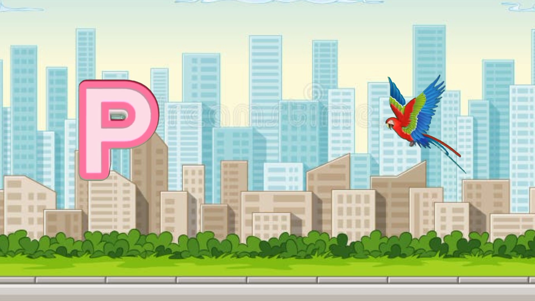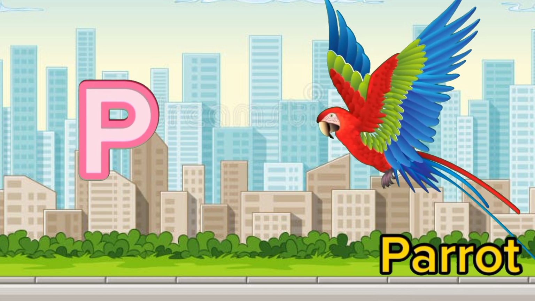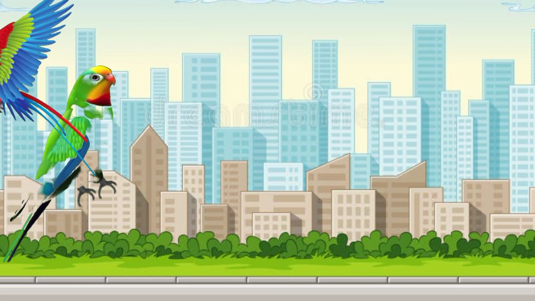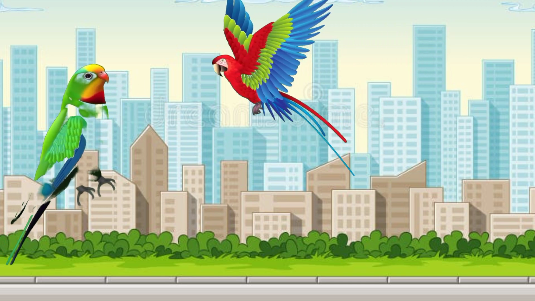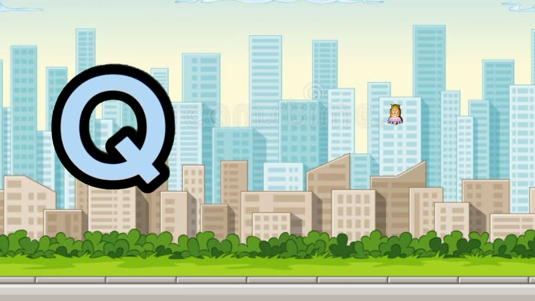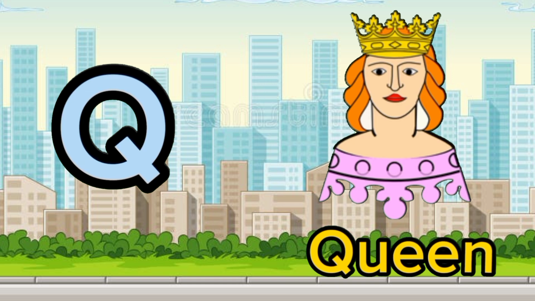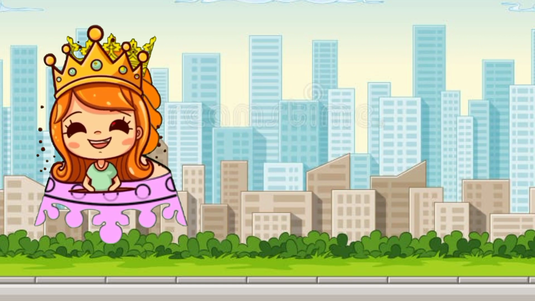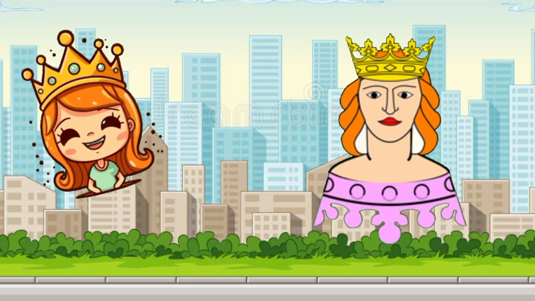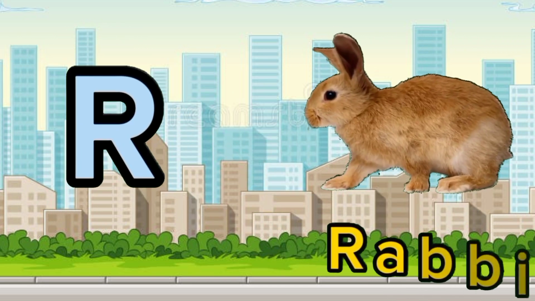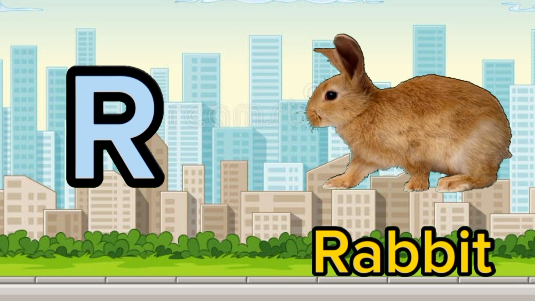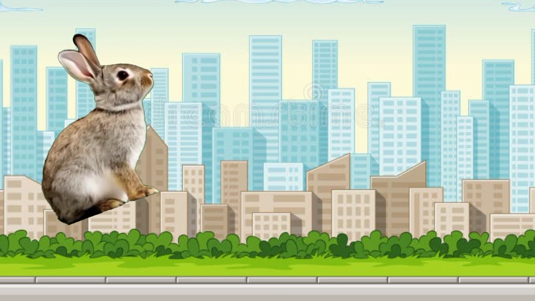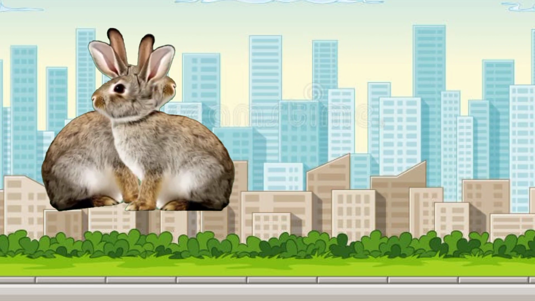P for parrot. This is parrot. P for parrot. This is parrot. Q for queen. This is queen. Q for queen. Queen. R for rabbit. This is rabbit. R for rabbit. Rabbit.